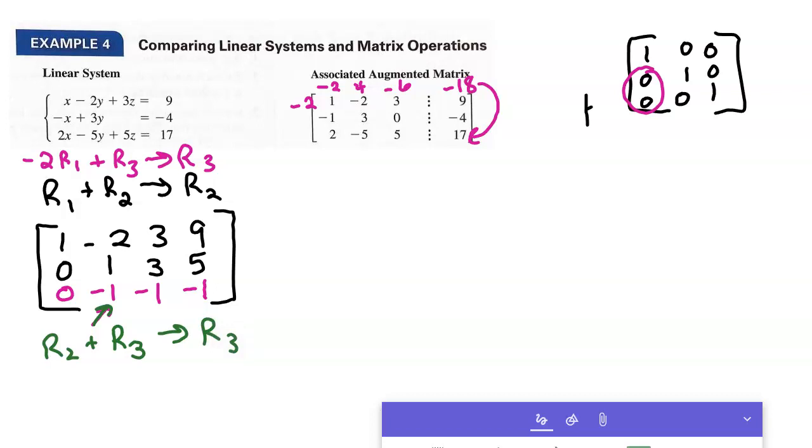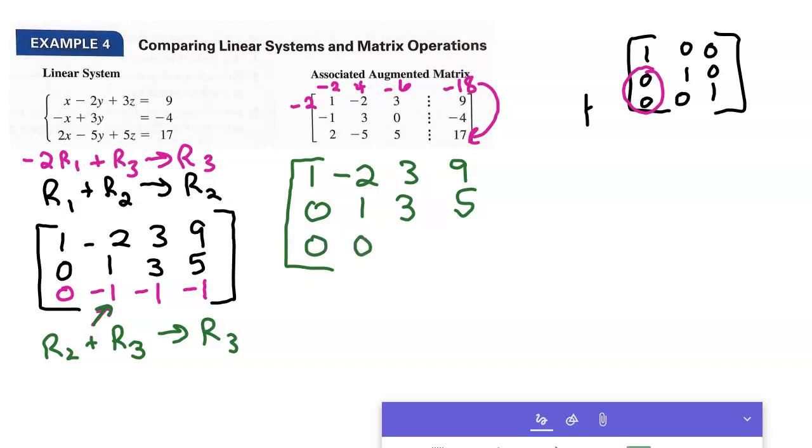We're going to leave all the rest the same for now. We'd have 1, -2, 3, and 9. We've got 0, 1, 3, and 5. And now I'm going to add that. So you'd have 0, because 0 plus 0 is 0. 1 plus -1 is 0. 3 plus -1 is 2. 5 plus -1 is 4.